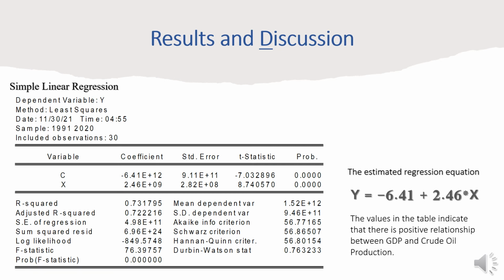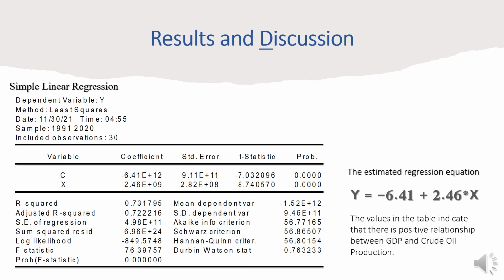2.46 multiplied by x. The values in the table indicate that there is a positive relationship between GDP and crude oil production. The intercept value of minus 6.41 means that if crude oil production is 0, y will be about minus 6.41, and the slope coefficient beta 2 equal to 2.46 means that when crude oil production increases by 1 unit, GDP increases by 2.46.